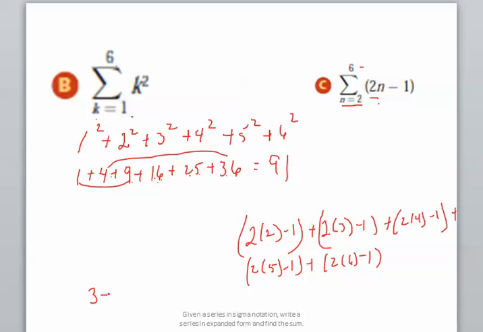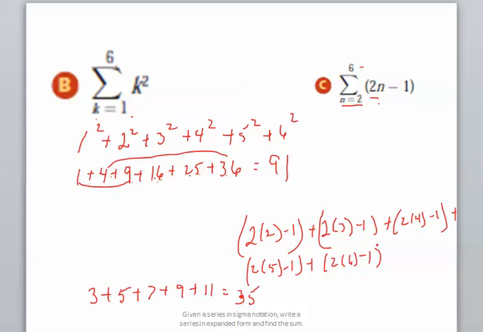3 plus, and then 6 minus 1 is a 5. And 8 minus 1 is a 7. And 10 minus 1 is a 9. And 12 minus 1 is 11. And you add those all up, you get 2735. Hopefully I added that right in my head.